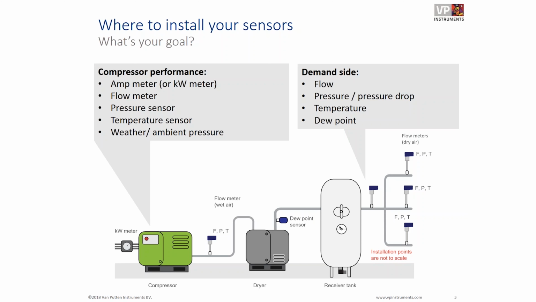Anyway, so at the demand side, you can also install flow meters, especially directly after the receiver tank, but you can also use flow meters to allocate costs to different departments, like in that cookie factory I visited. And it's all depending on what goal you have.